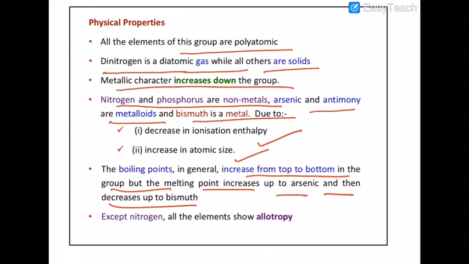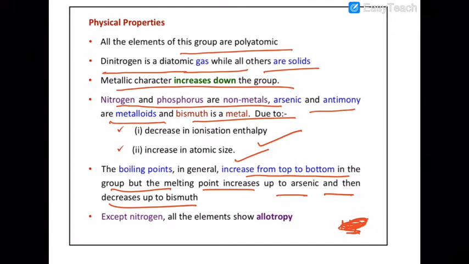Except nitrogen, all the elements show allotropy. But I already told you that in the case of the azide ion, nitrogen shows the catenation property. Nitrogen does not show allotropy, but it can show catenation.